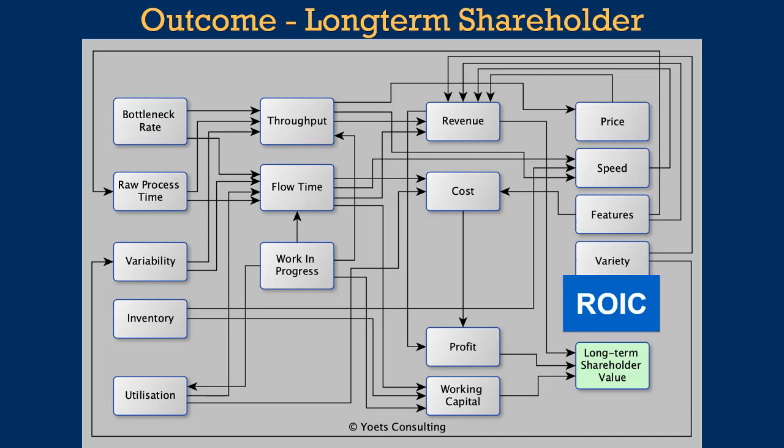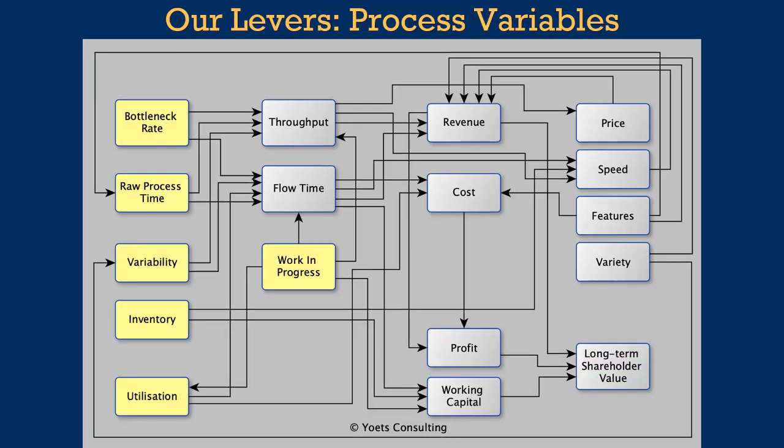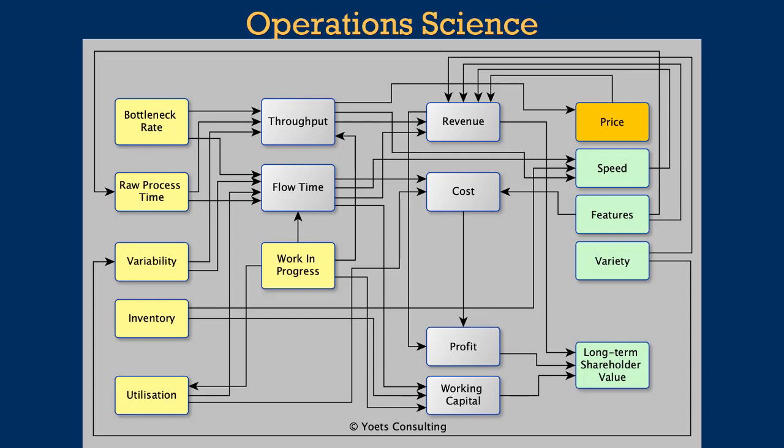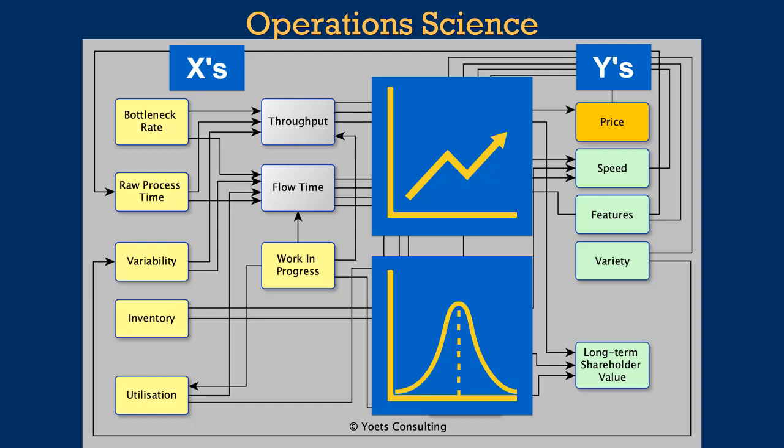And shareholders want a higher return on the invested capital, and that can be achieved if we can move our levers properly, the process variables properly. And operations science really is about relating these levers to the outcomes that we want to achieve. It is relating the X's to the Y's and knowing the relationship between the X's and the Y's.